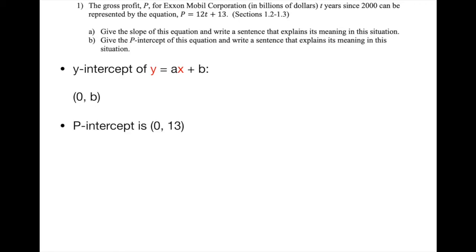Part B, they want the p-intercept and the meaning. So usually if we have y equal to ax plus b, what is the y-intercept? We will set x equal to 0. So this ax term is gone. What is left is y equal to b. So x equal to 0, y equal to b. So 0, comma b is the y-intercept. In this case, the p-intercept, very similarly, first coordinate will be 0, second coordinate will be 13, which is the constant term shown here.